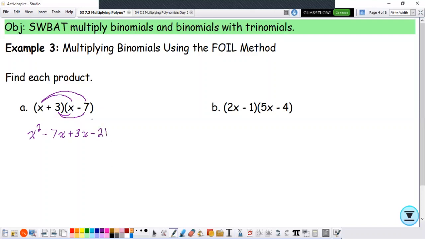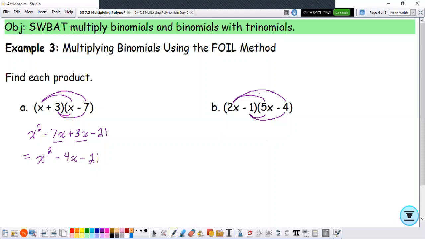The key to using this method is that each term in the first polynomial gets multiplied with each term in the second polynomial. And again, we have like terms in the middle, so we're going to go ahead and combine those. X squared minus 4x minus 21, and we have the product of x plus 3 and x minus 7. Let's try this over here where we have leading coefficients that are something other than 1. It's the same process. 2x times 5x, 2x times negative 4, negative 1 times 5x, negative 1 times negative 4.